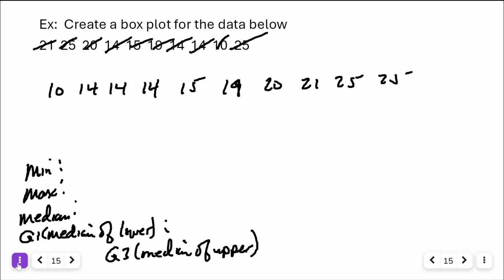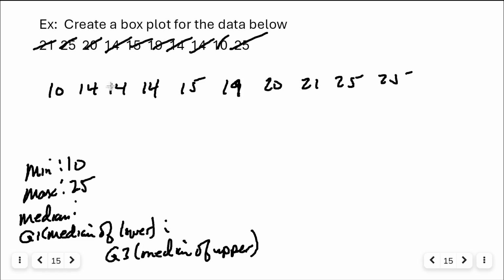All right, so let me show you where all this stuff is. So some of them are easy. The minimum is 10. That's the lowest number. The maximum is 25. That's the highest number. Simple. The median is the middle number in the set of data, just like it always is.